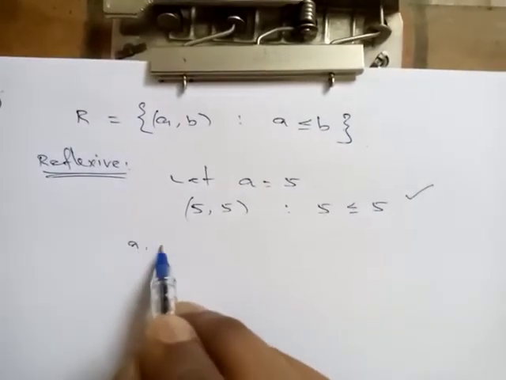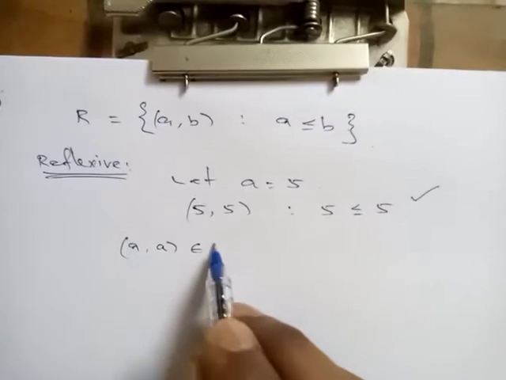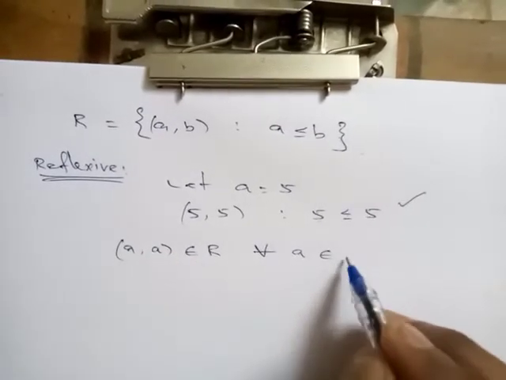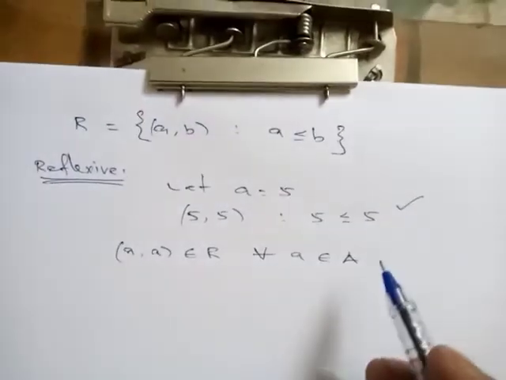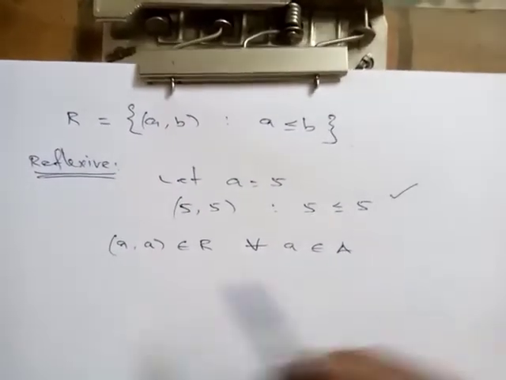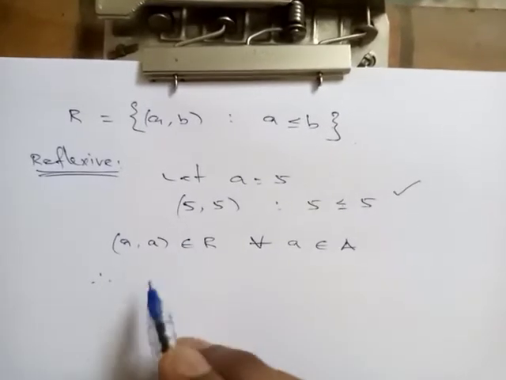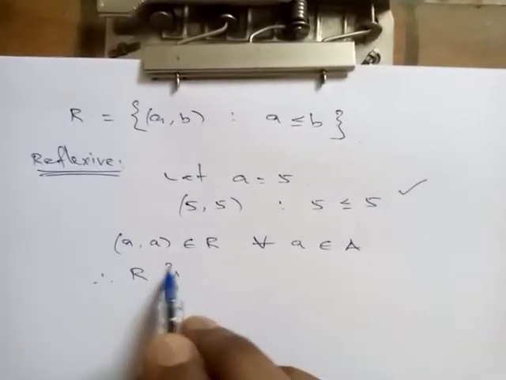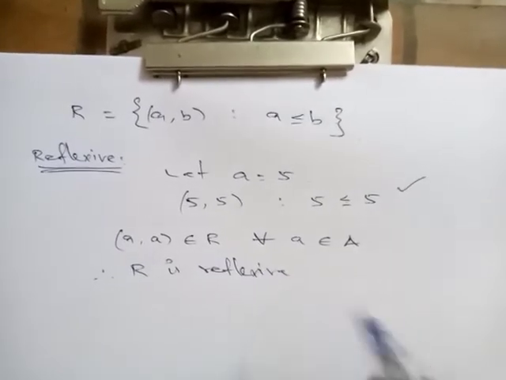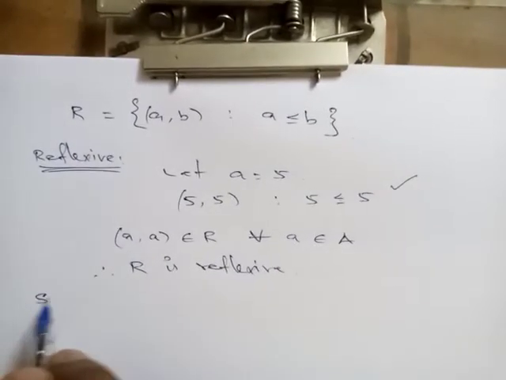So any number if you take, this will satisfy, right? So a comma a belongs to R for all a belongs to capital A. That A they didn't give, simply whatever the numbers, for all a belongs to capital A. Therefore, we can say R is reflexive.